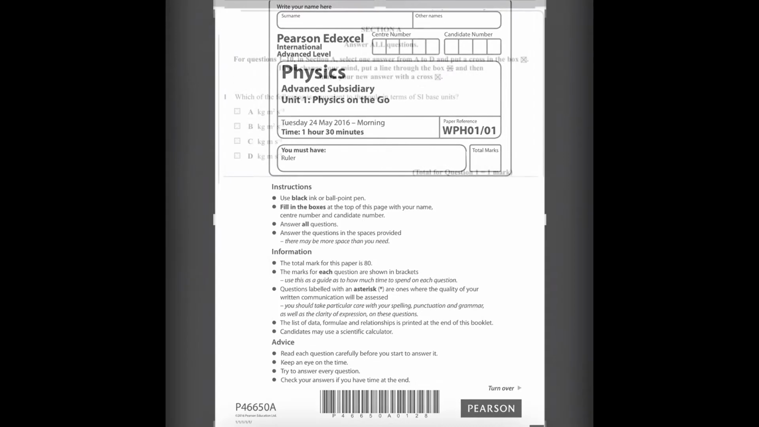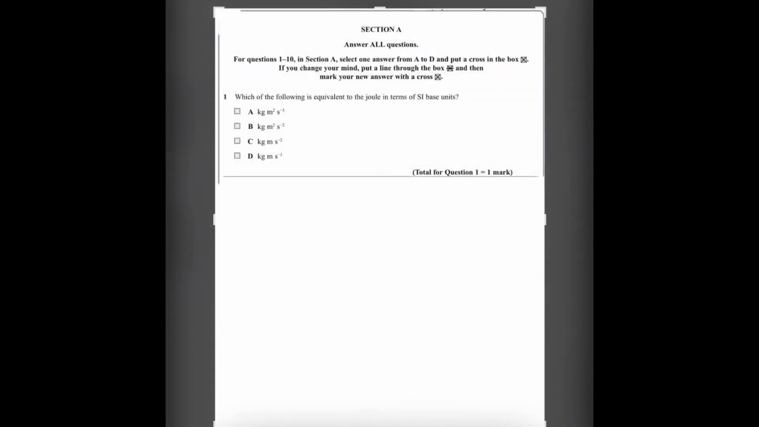Let's start. Number 1. Which of the following is equivalent to the joule in terms of SI base units? So what is the joule? Joule is a form of energy, right? In Unit 1, we have three types of energies, which are kinetic energy, gravitational potential energy, and work done. Since we can take any of the three, let us consider gravitational potential energy.